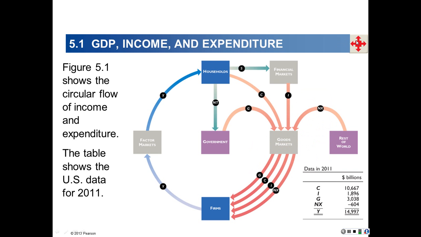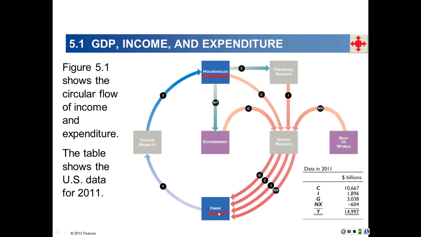Now, notice one thing. In this diagram, we have households and we have firms. The same two boxes that we had in our other diagram, but only there I put them side by side. Here they are up and down. Okay? That's the only difference.